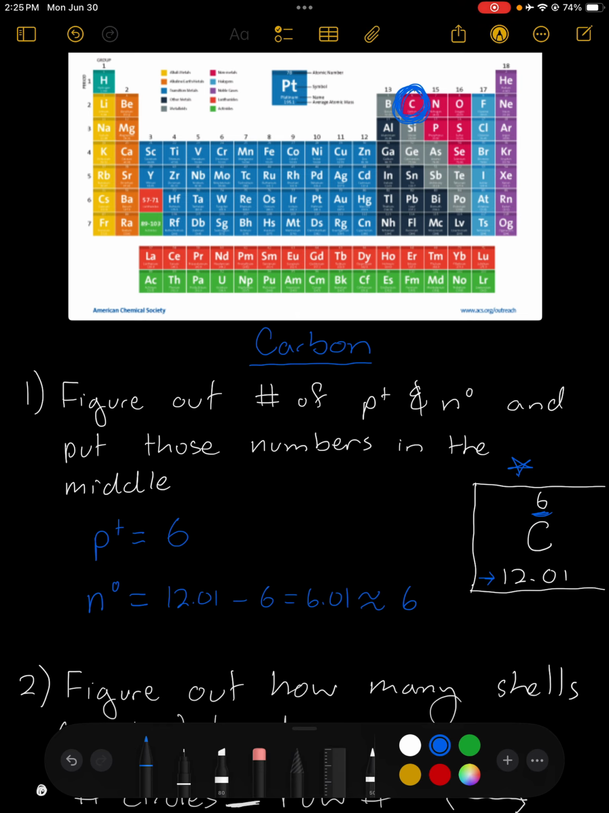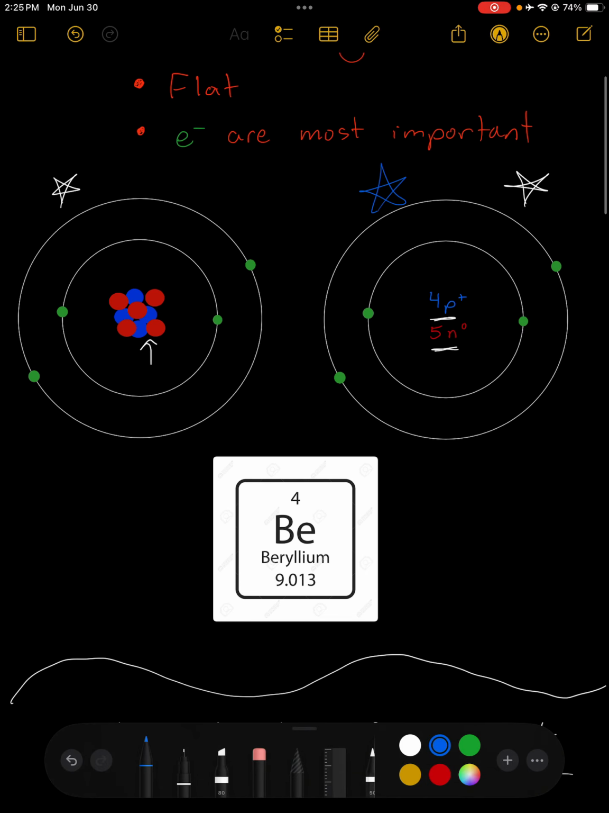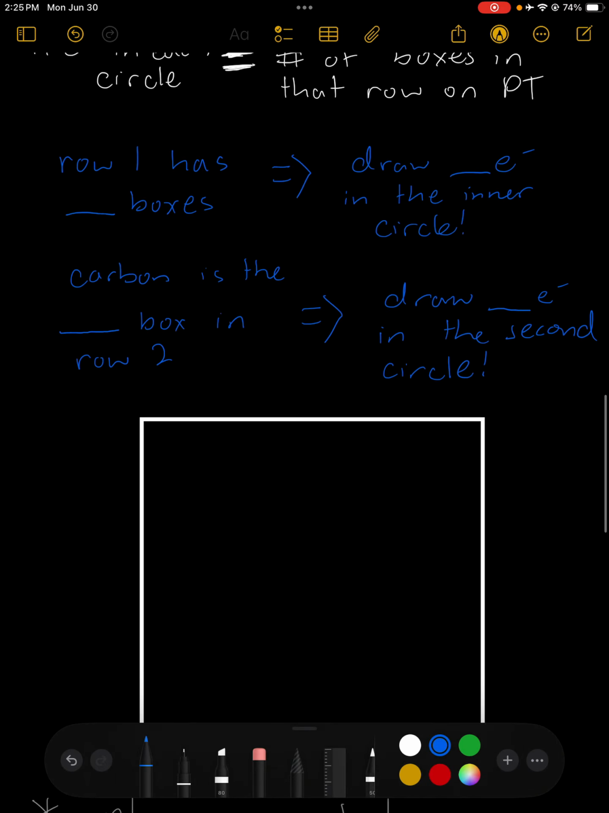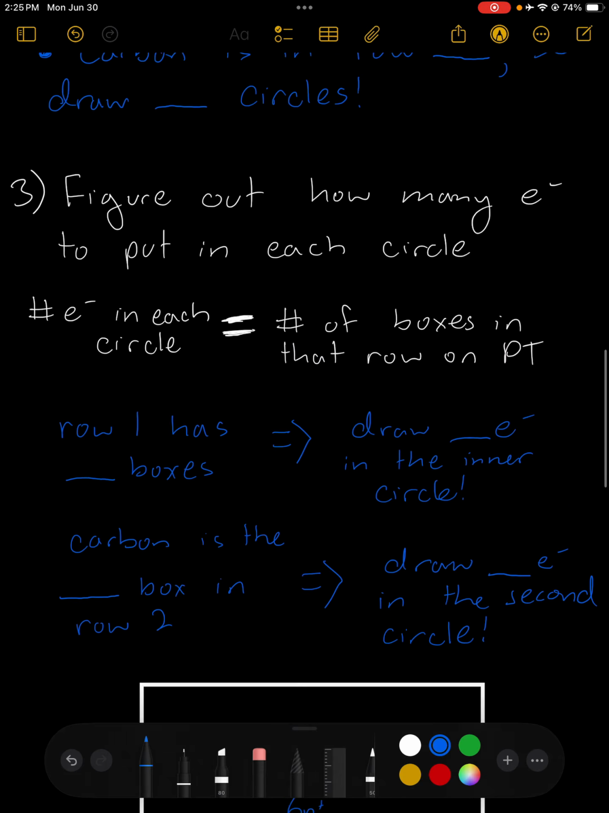Now, what do you do with that information? Well, if you're going to draw a Bohr model, you just put that information in the center, just like in this example up here. So I'm going to do that all the way in the bottom. We are going to put 6 protons and 6 neutrons in the center. Okay, so that's step 1.